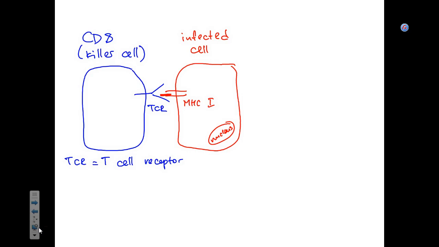MHC1. Yes, all nucleated cells have it, except red blood cells and platelets. When the cell goes bad, it flags, it throws the flag using MHC1. So the T cell, the killer cell, can recognize this flag and kill it, because the CD8 cell can only recognize MHC class 1. Does that make sense?